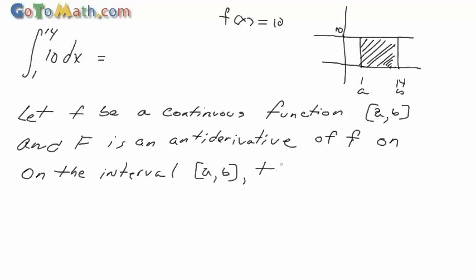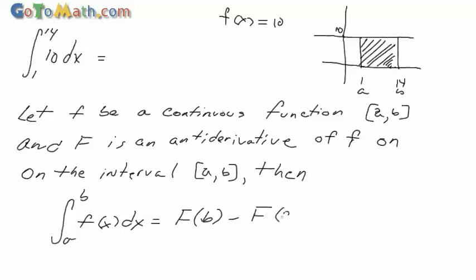Then, I say, if f is a continuous function on the closed interval [a, b] and F is an antiderivative of f on the interval [a, b], then the integral from a to b of f of x dx is equal to capital F of b minus F of a.